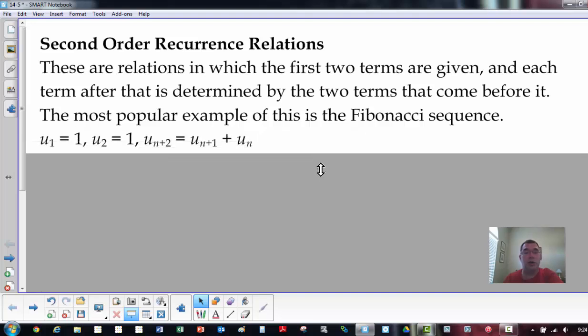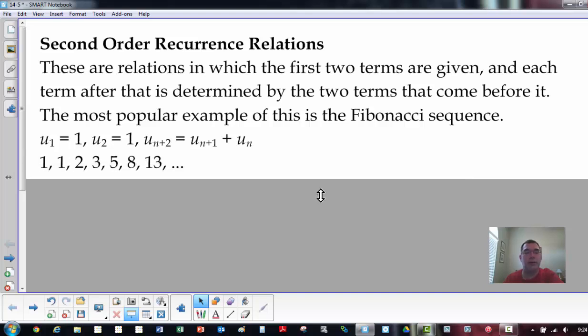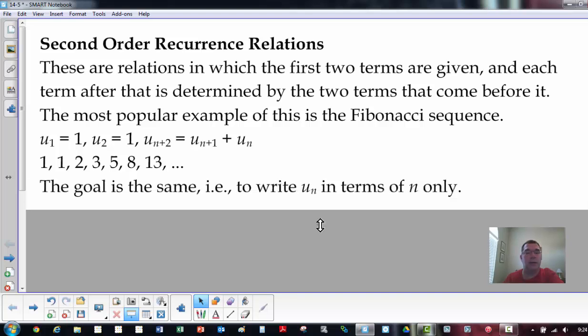All right, so u_1 is 1, u_2 is 1, and u_(n+2) is equal to the sum of the (n+1)th term and the nth term, so the two terms that come before it. So it goes 1, 1, 2, 3, 5, 8, and 13, and obviously you can keep going. Okay, so the goal is the same as it was for first order recurrence relations. We are trying to write this in terms of n only.